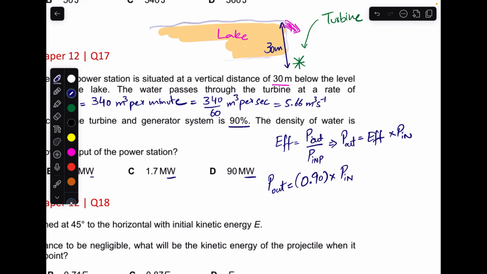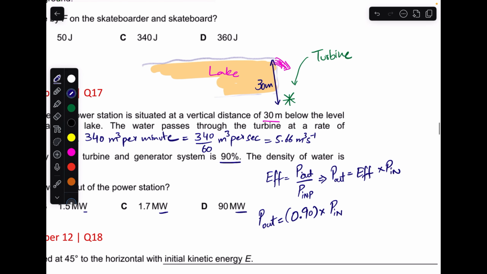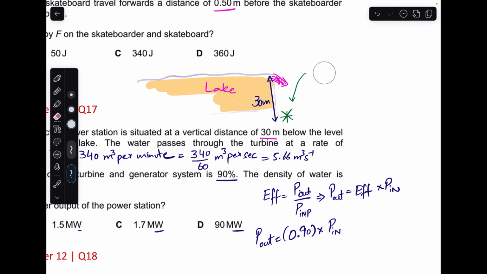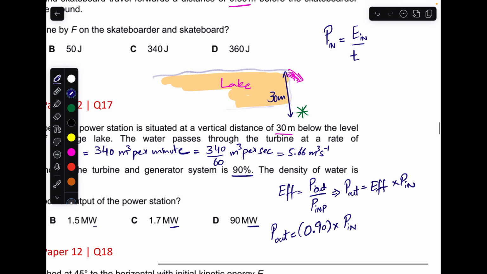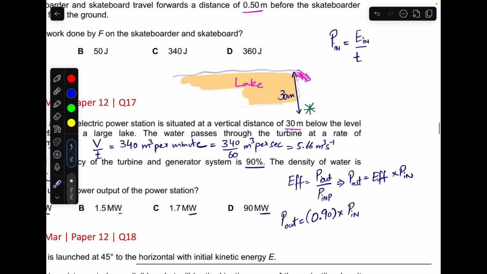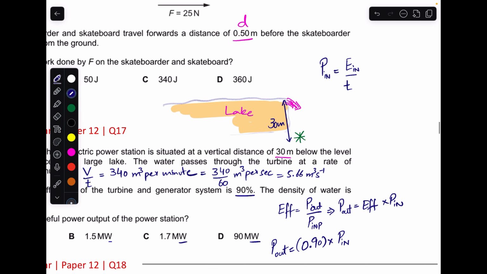So I need to know the power input. So let's work it out. We have the information. Power input is energy input divided by time. What energy is it taking? The water is falling from a height, right? So at height it will have GPE, mgh. Okay, it's converted into kinetic and it will hit the ground. So energy is mgh divided by the time.